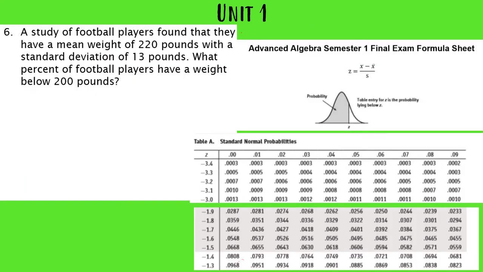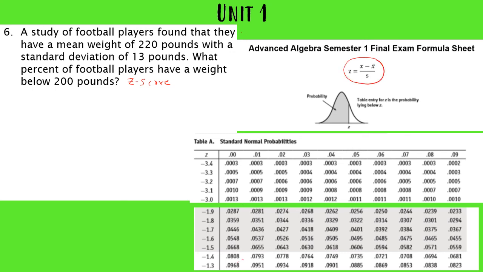A study of football players found that they have a mean weight of 220 pounds with a standard deviation of 13 pounds. What percent of football players have a weight below 200 pounds? So in order to do this, we have to find our z-score. So as a reminder, a z-score just means how many standard deviations above or below the mean are you? And that formula is given to you on our formula sheet.